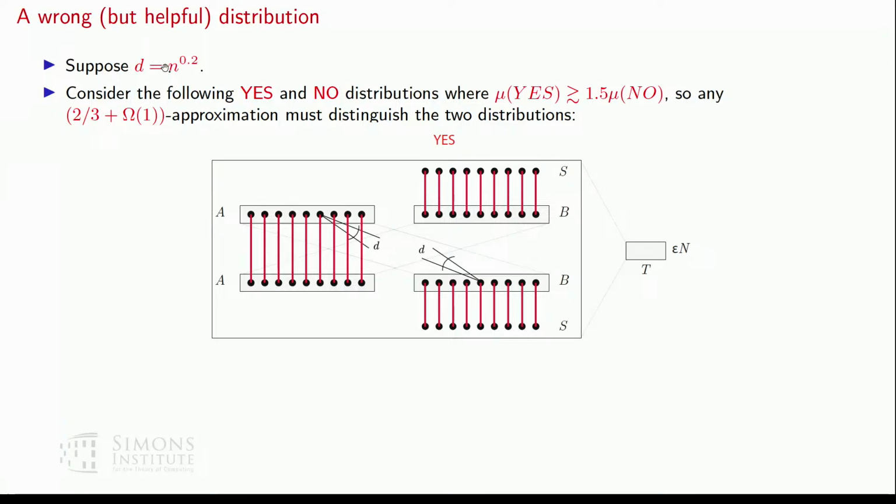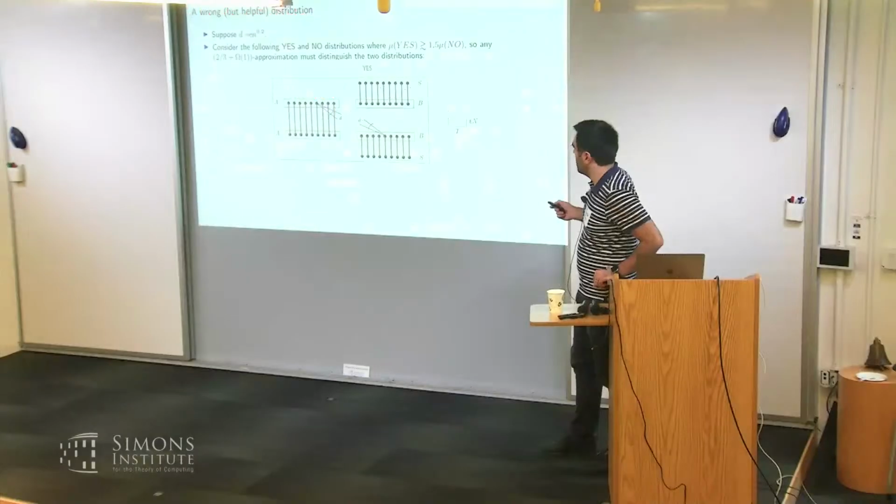So just one comment. This is a wrong distribution, but it provides the right intuition about our final distribution. We're going to have to change something slightly, and that's exactly the size of A and B. But for now, suppose that A and B are of the same size. One basic question in this picture: why do you need these dummy T vertices again?